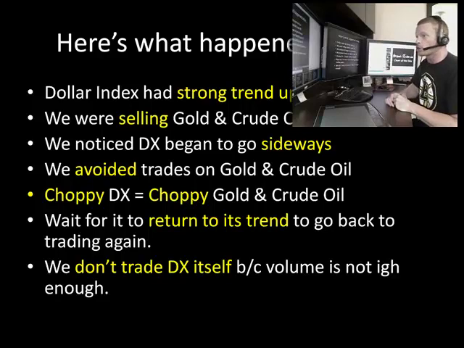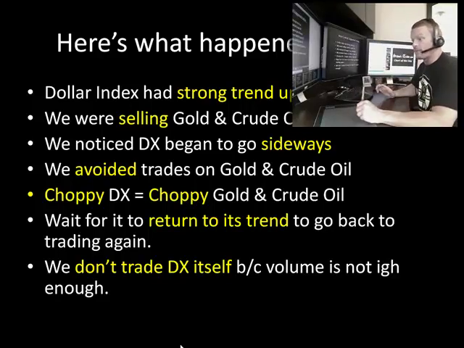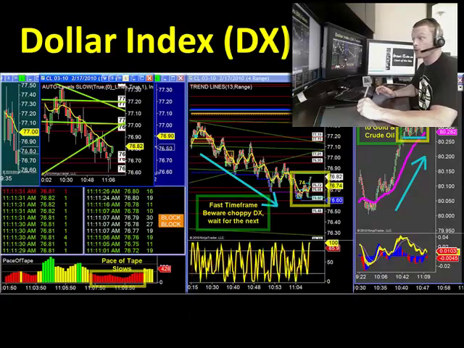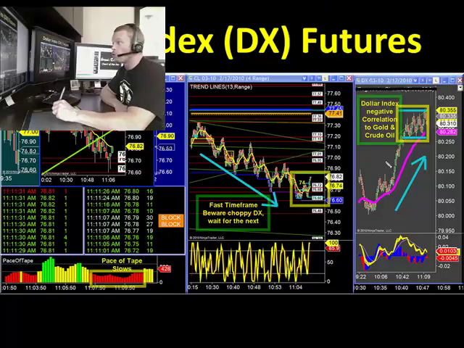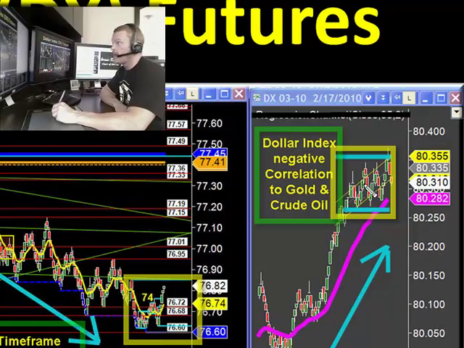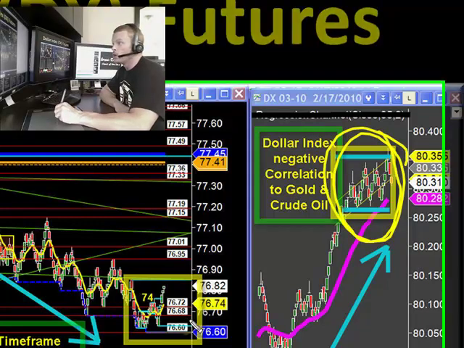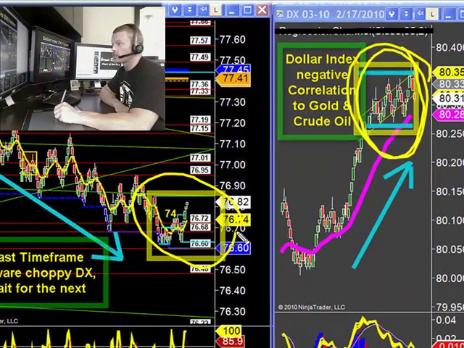So avoid trades on gold and crude when you see the dollar index nice and sideways, all choppy like that. And then we're going to look for trades when we start seeing the dollar index trending again. It's as easy as, guys, using a very simple indicator, such as a moving average, or in this case, I'm using an LRC. And you can begin to see when this dollar index begins to go sideways, we also will see the crude oil go sideways.